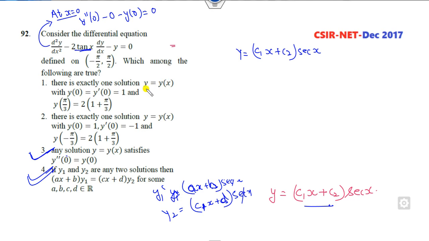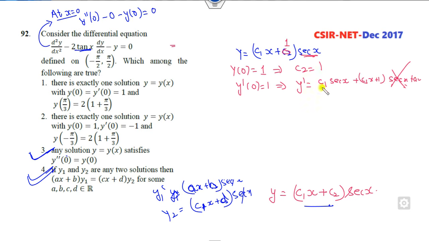Now firstly, let's find c1 and c2. So y of 0 is 1, secant 0 is 1, this part is 0, so c2 is 1. y dash of 0 is 1. So what is the y dash of 0? I think that's very simple. So this is 1. If you multiply them, it is c1 secant x plus c1 x plus 1 times secant x tan x.